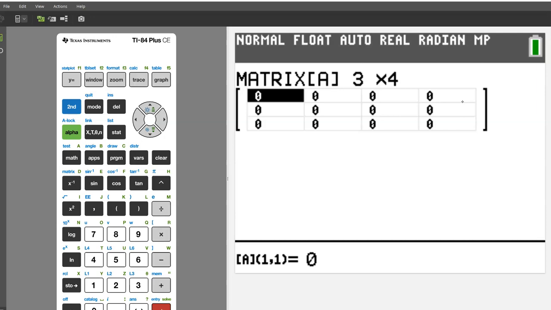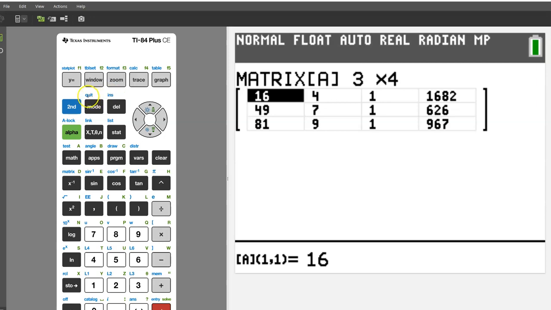So take a minute to pause the video and type those numbers in. All you have to do is press enter to get through the matrix. So when you are finished, it should look like this. Okay, so now how do we solve it?